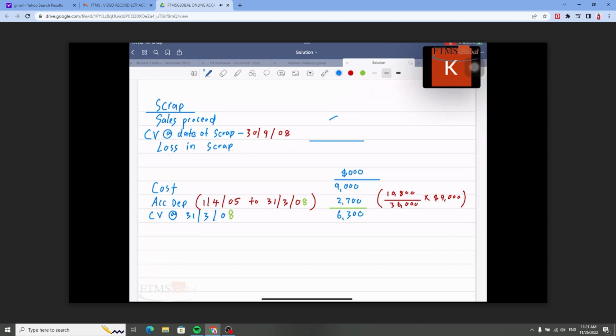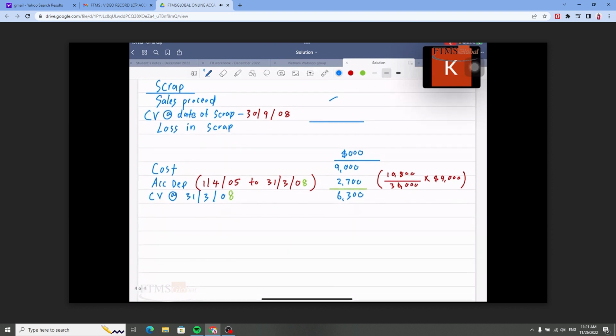Okay, so remember what we want is the carrying value at date of scrap, which is 30th September 09, which we still do not have it. We still must continue to depreciate, right? Okay, the thing that we want is here. Carrying value at 30th September 08. Right, still not enough, so I continue to depreciate.